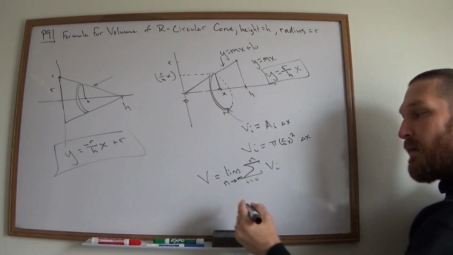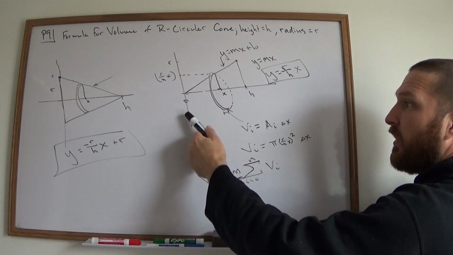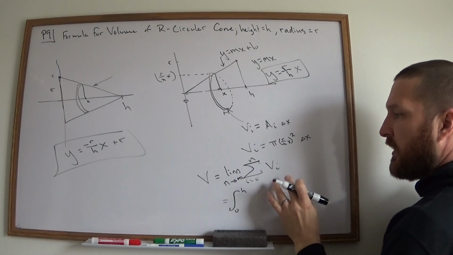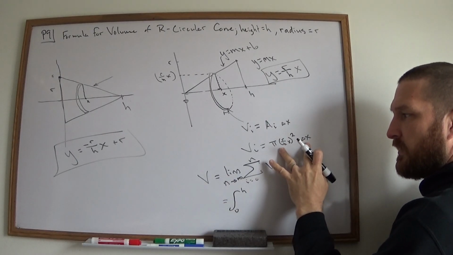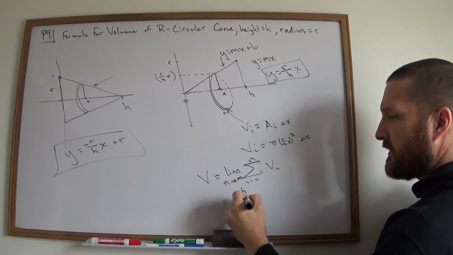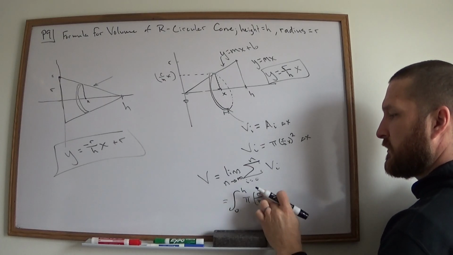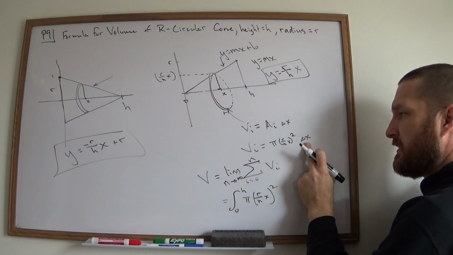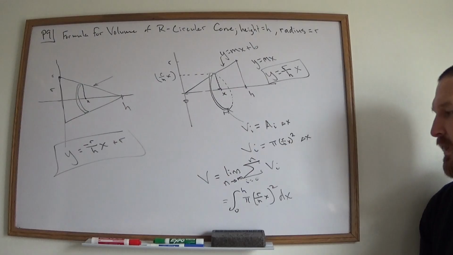And that's the same thing as the integral. From where? Well, from 0 up to h of the V_i, right? Which are these guys right here. So that's pi (r over h times x) all squared. The delta x turns into dx in the limit, and that's what we need to figure out now.